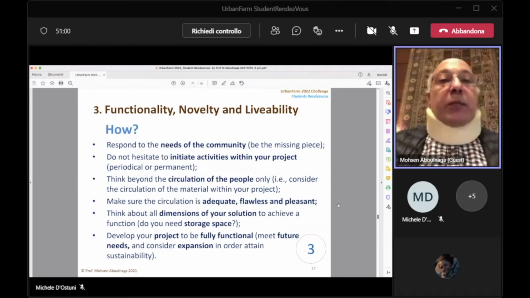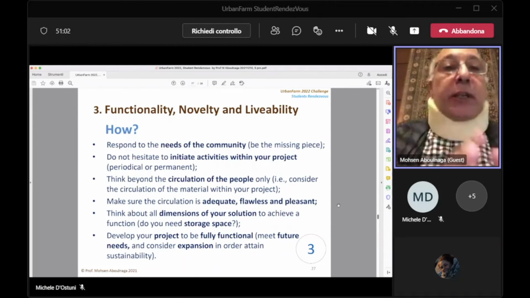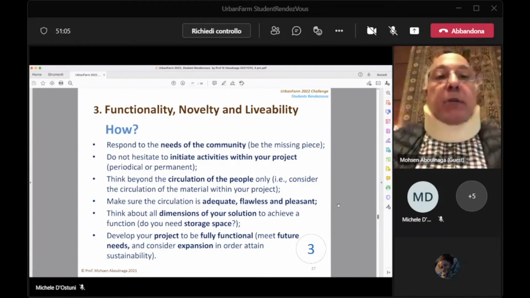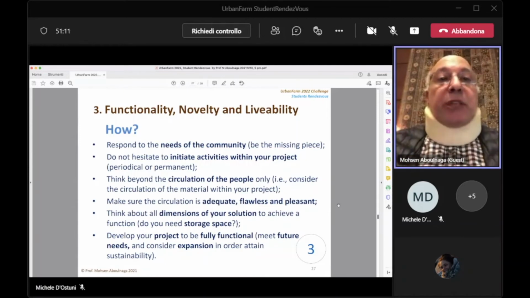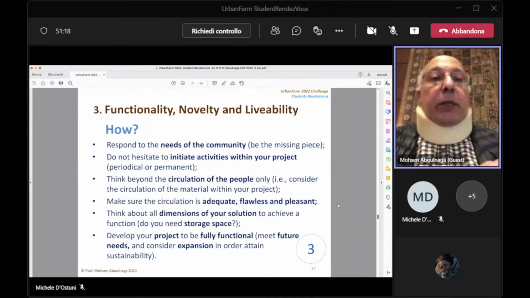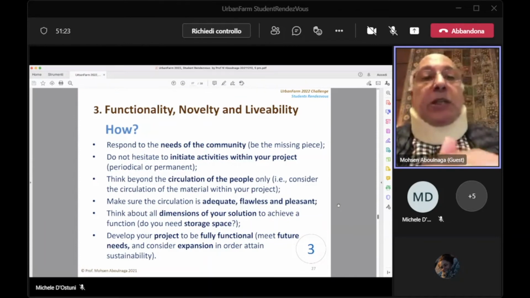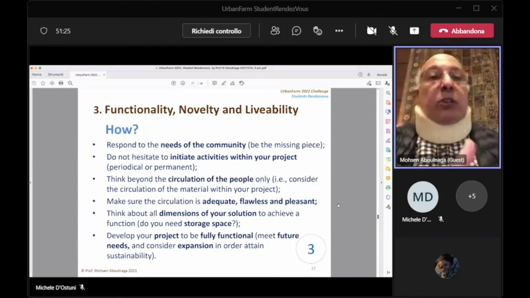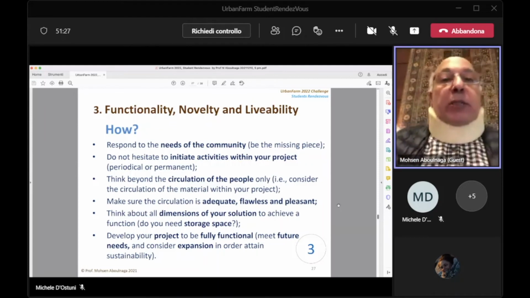Respond to the needs of the community. You have to look at the needs of the community. You can get the data from the municipality, which may be the missing piece. Do not hesitate to initiate activities within your project, periodical or permanent. Think beyond the circulation of people only. Consider the circulation of materials within your project as well, because that will cut the embodied energy used for transportation over long distances.